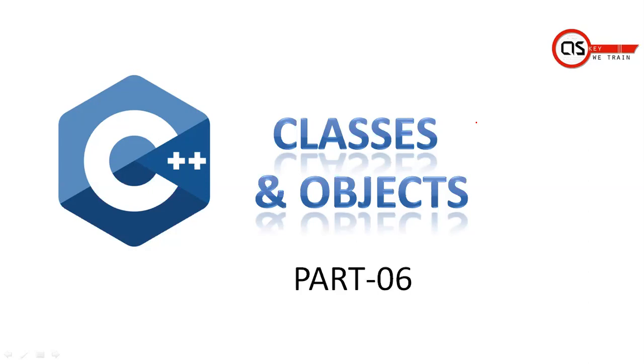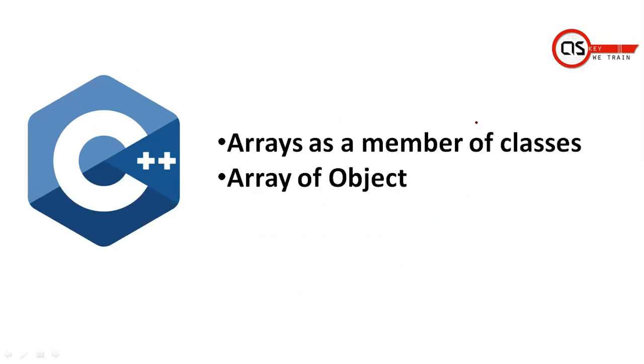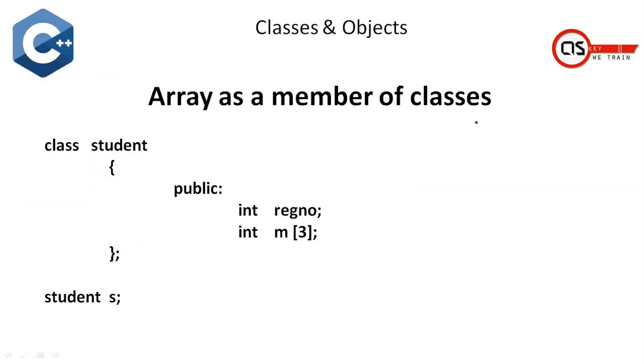In this video, I'm going to take two different concepts. One is array as a member of classes, and the second one is array of objects. As we know, an array is a collection of homogeneous elements. So now there arises a question: do we have a provision where an array can be made a member of a class? Yes, it is possible. So here is a simple example for that.